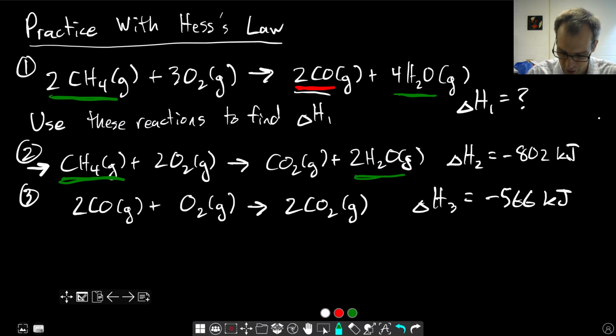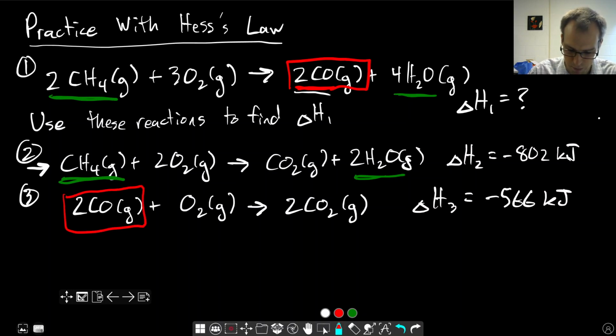What about our carbon monoxide? I've already highlighted it in red here. Well, carbon monoxide, if we look in equations 2 and 3, the only place it shows up is equation 3. But it shows up on the wrong side of the equation. It's on the reactant side in equation 3, but on the product side in equation 1. And so we can start to use these as clues to figure out what we need to do with these reactions.